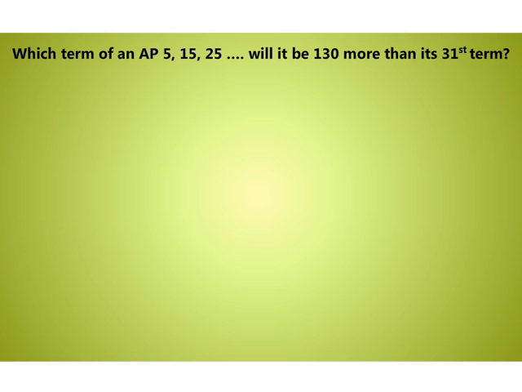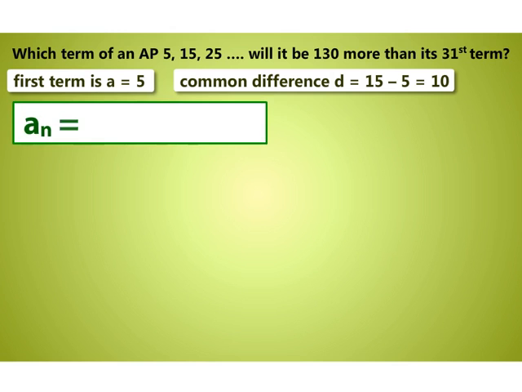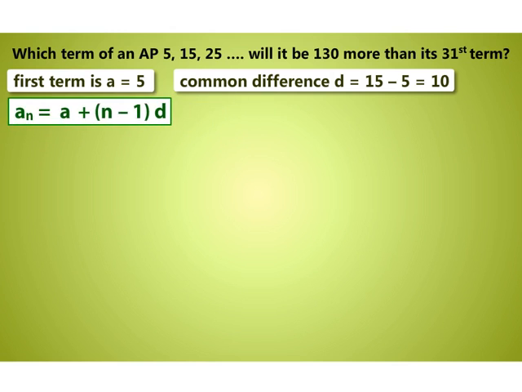Which term of an AP 5, 15, 25 will be 130 more than its 31st term? In the arithmetic progression 5, 15, 25, the first term a equals 5. The common difference d is equal to 15 minus 5, which is equal to 10. We know that the nth term of an AP is given by An = a + (n minus 1)d. Substituting the known values to find the 31st term, we get A31 = 5 + (31 minus 1) into 10, that is equal to 5 + 30 into 10, which is equal to 305.